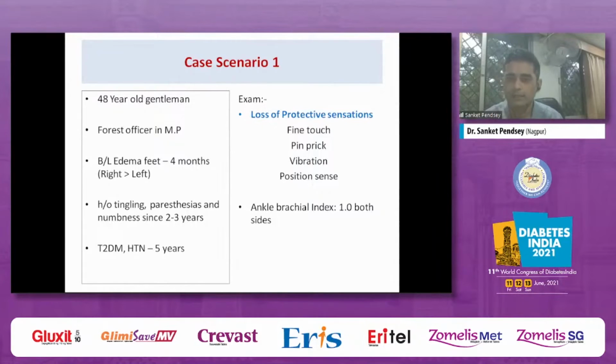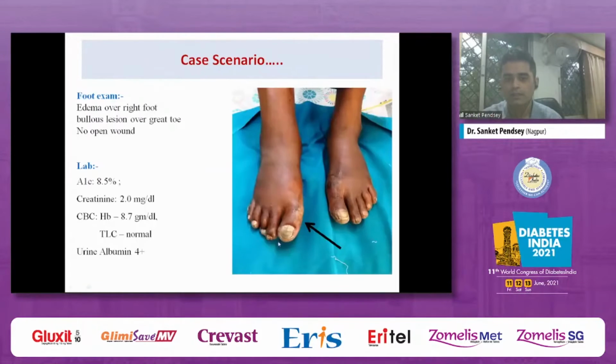He also had typical symptoms of bilateral symmetric peripheral neuropathy for the past 2 to 3 years, and a history of diabetes and hypertension for the past 5 years. On examination, he had loss of all modalities of sensation like touch, pinprick, and position sense, and his ankle brachial pressure index was normal. Now, this is the clinical picture of his foot. One can readily see that there is more edema on the right foot.